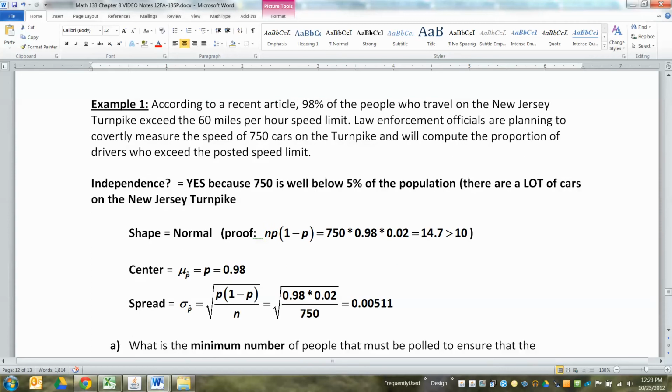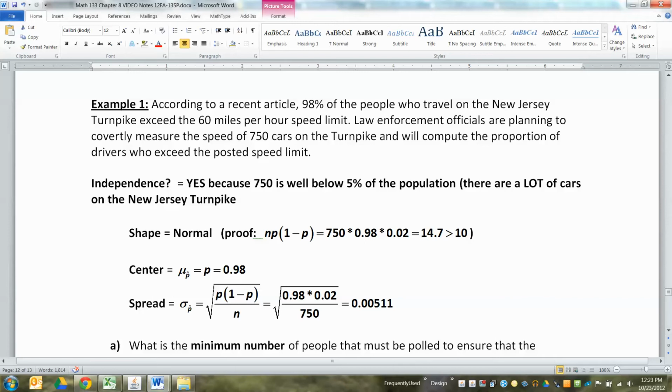According to a recent article, 98% of the people who travel on the New Jersey Turnpike exceed the 60-mile-per-hour speed limit. Law enforcement officials are planning to covertly measure, covertly meaning on the sly, the speed of 750 cars on the turnpike and will compute the proportion of drivers who exceed the posted speed limit.